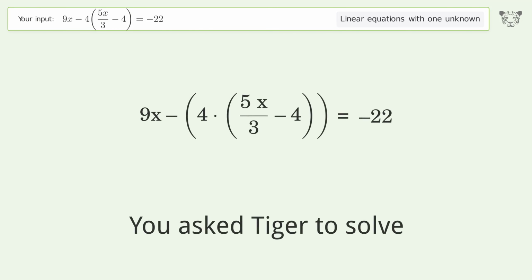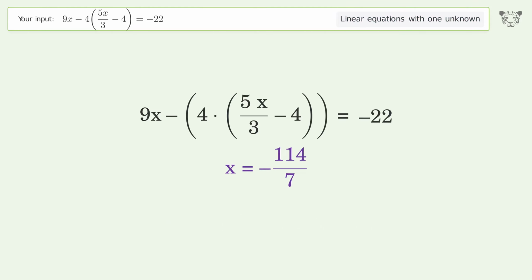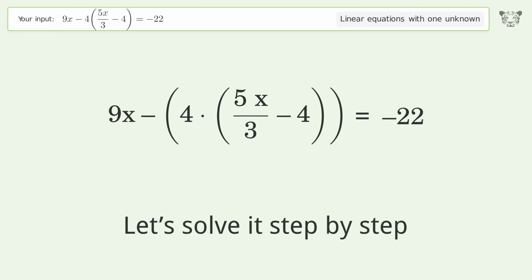You ask Tiger to solve. This deals with linear equations with one unknown. The final result is x equals negative 114/7. Let's solve it step by step.